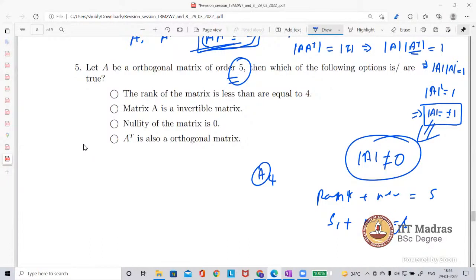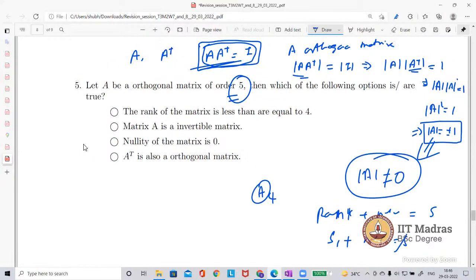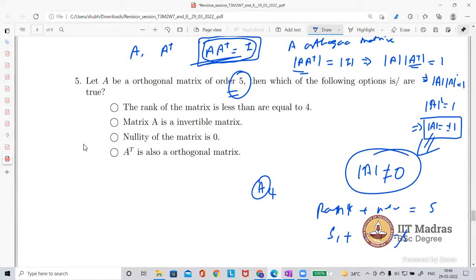So you only need to know this one, and that's enough to decide all. But here the order is 5 and the rank is 4. How can that be? Orthogonal will always be a square matrix of fixed, finite order, so don't worry about that. And all the vectors will be independent. That's another conclusion from here.